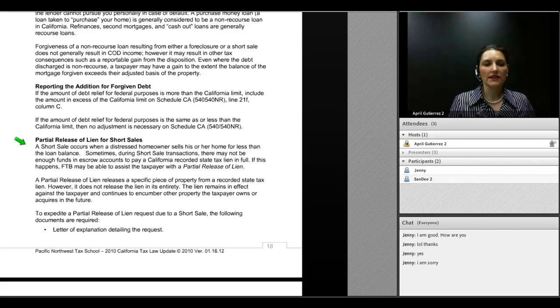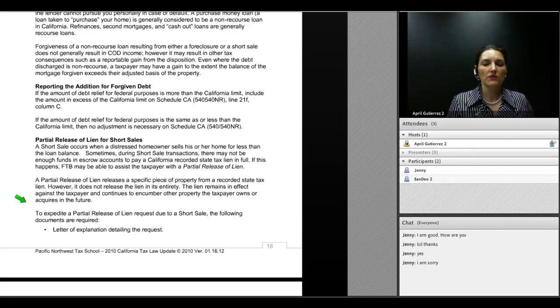California says that a short sale occurs when a distressed homeowner sells his or her home for less than the loan balance. Sometimes during short sale transactions, there may not be enough funds in escrow accounts to pay a California recorded state tax lien in full. If this happens, FTB may be able to assist the taxpayer with a partial release of lien. A partial release of lien releases a specific piece of property from a recorded state tax lien. However, it does not release the lien in its entirety. The lien remains in effect against the taxpayer and continues to encumber other property that the taxpayer owns or acquires in the future.